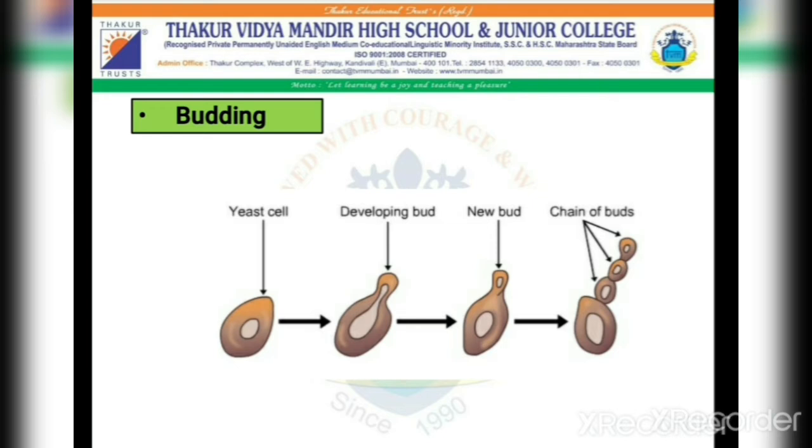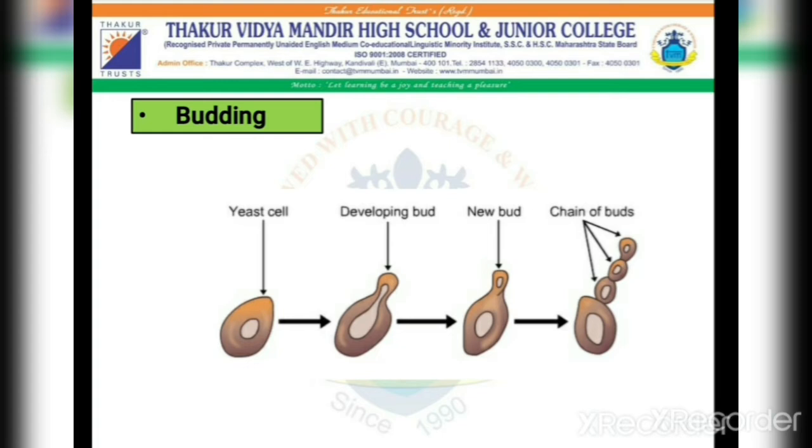Yeast cell produces two daughter nuclei by mitotic division so as to reproduce by budding. You can see in the first picture a small outgrowth is there. This outgrowth develops. That outgrowth is called a bud. So the bud is developing. Slowly the nucleus, you can see, has shifted over there. A small bulge appears on the surface of the parent cell. This bulge is called a bud.